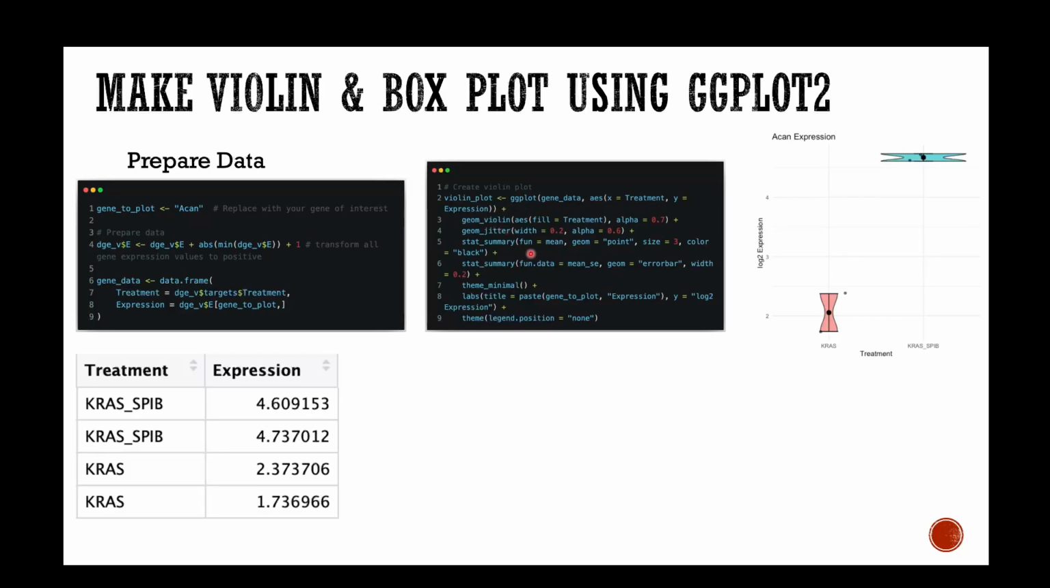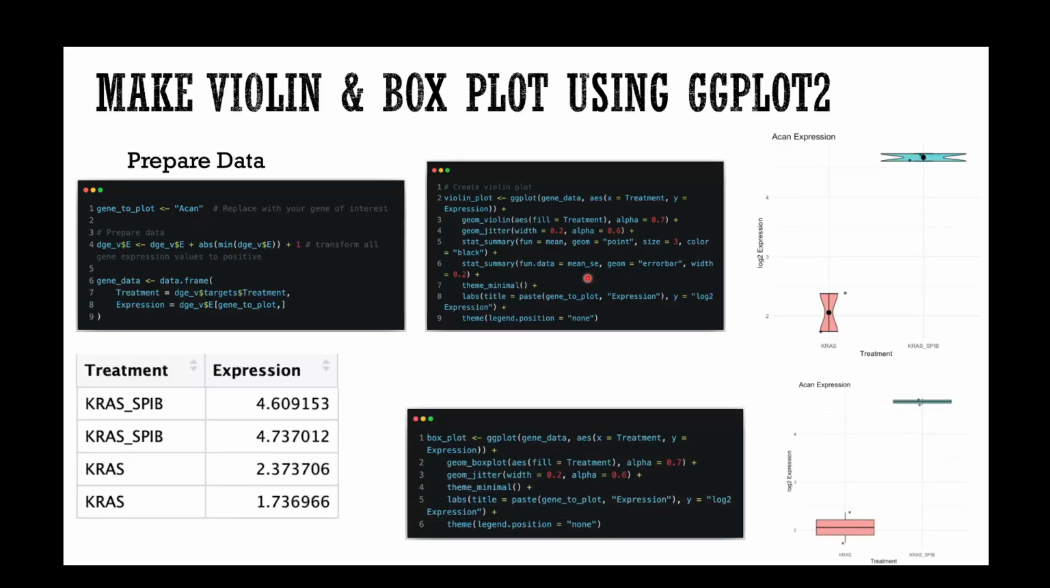We can add another shape, jitter, meaning dots, in the third layer. We can also add more layers, like mean and error bars, in the fourth layer. And then we have labels layer and themes layer. To make the box plot, we just simply replace the shape layer with the box plot, and everything else stays the same. Box plots don't need a mean and error bars, so we just skip the stat summary layer. And this is the syntax for all ggplot2 plots.